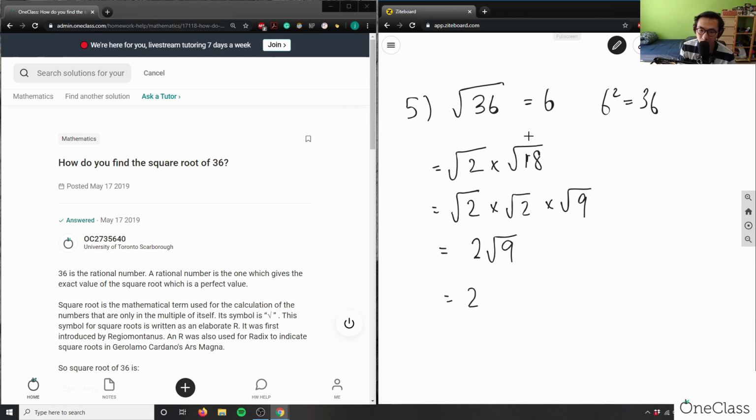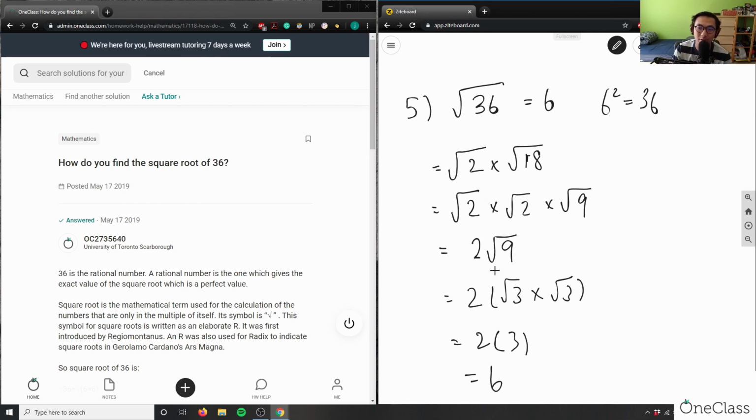And then root 9, I can actually divide that, it's divisible by 3, right? So I have root 3 times root 9 here. Again, 9 divided by 3 is again 3, so root 3 times root 3. This here, root 3 times root 3, obviously simplifies to 3. So 2 times 3 here equals 6.